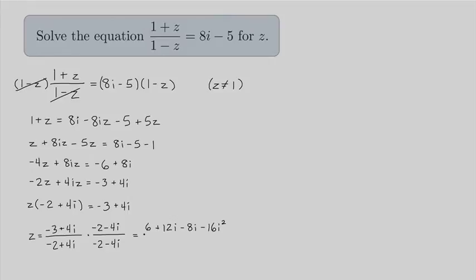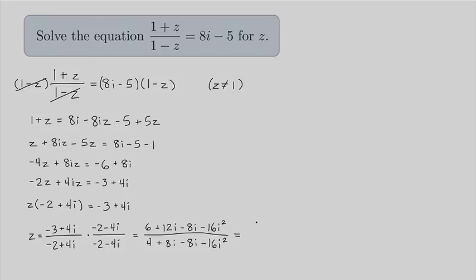And now on the bottom, I'm going to have negative 2 times negative 2. That's going to give me 4. Then I'm going to have negative 2 times negative 4i. That's positive 8i. Then I'm going to have 4i times negative 2. That's going to give me negative 8i. And then I'm going to have 4i times negative 4i. That's negative 16i squared.